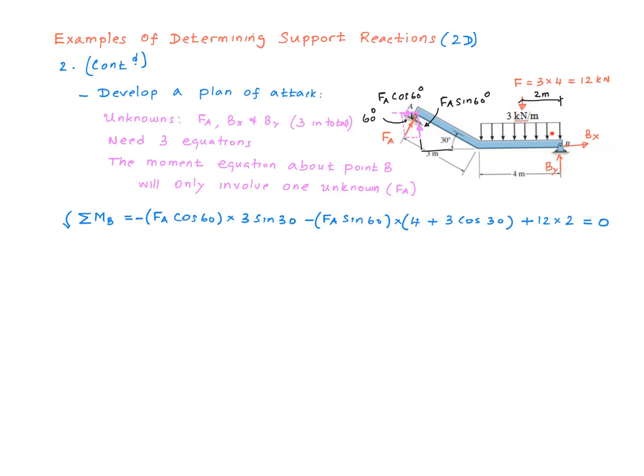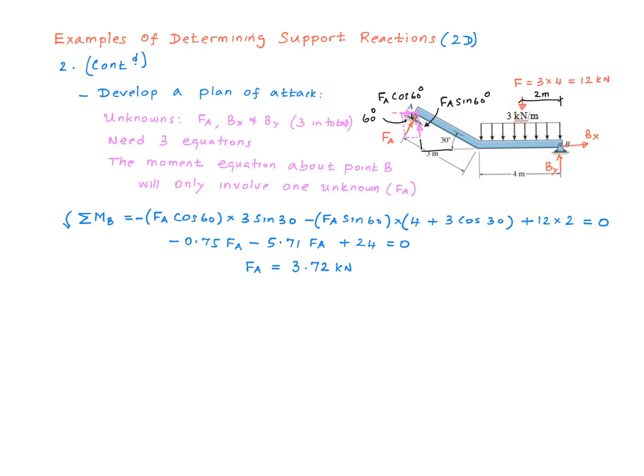For the purpose of writing down the moment term associated with this distributed load, we use the equivalent point load. So the point load is 12 kilonewton, and that's acting at this point, which has an arm length of 2 meters from point B. So this is the line of action. This is the perpendicular distance, which is 2 meters, right? So that's what I have over here, 12 multiplied by 2. And this is going to give us a counterclockwise moment, and therefore I have a positive sign in front of that. You can see there is just one unknown, FA, in this equation, so this can be solved.